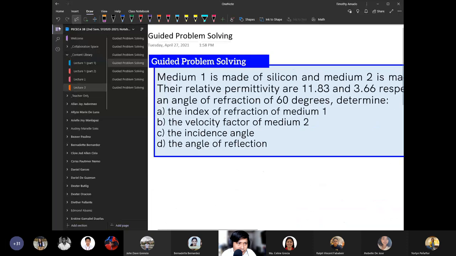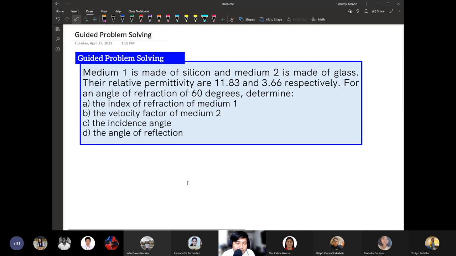Okay, game. So, medium 1 is made of silicon and medium 2 is made of glass. Their relative permittivity are 11.83 and 3.66 respectively. So, for an angle of refraction of 60 degrees, determine, A, the index of refraction of medium 1, B, the velocity factor of medium 2, C, the incidence angle, and D, the angle of reflection. Okay, so game, let's do this.